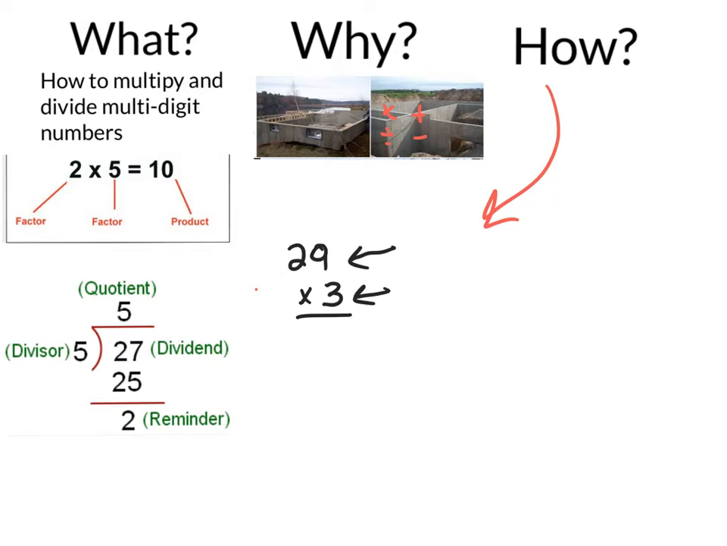So we can write that down. 29 is a factor. 3 is a factor. And when we multiply them, we say 9 times 3. 9 times 3 is 27. Oops, I got to erase that. 9 times 3 is 27. Carry the 2. 3 times 2 is 6 plus 2 is 8. 87 is the product.